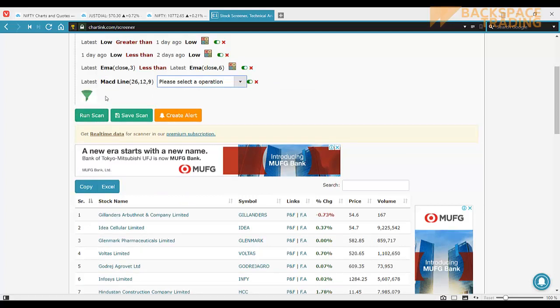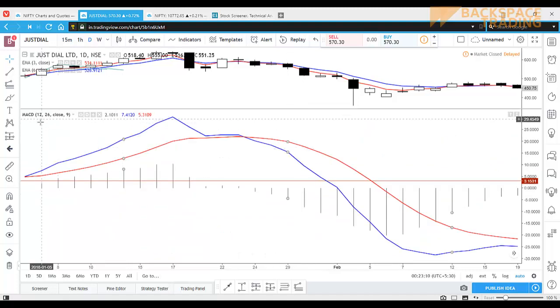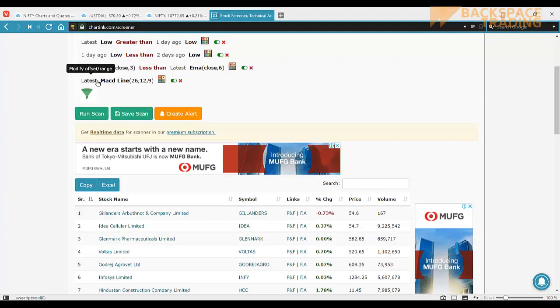Now here, look at this format: MACD 26, 12 and 9. But look in here, this is how values are universally plotted: fast, slow and signal. But in this screener they have plotted it in a different way, or maybe, I don't know, due to some algorithm restriction or something, they didn't choose to plot it that way.